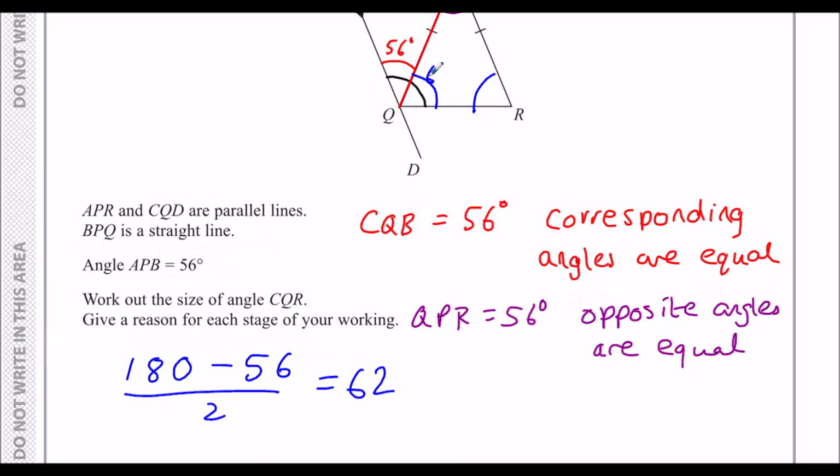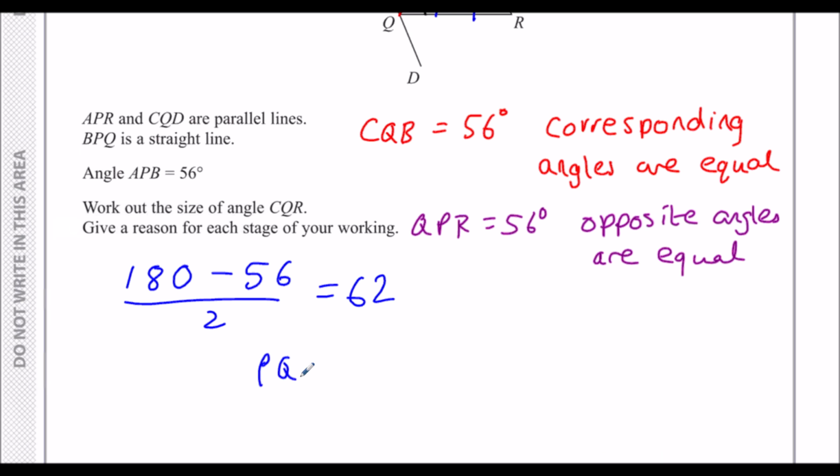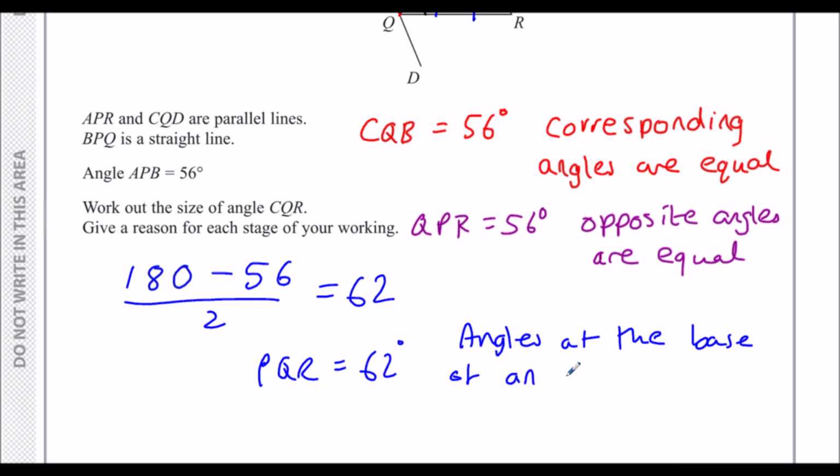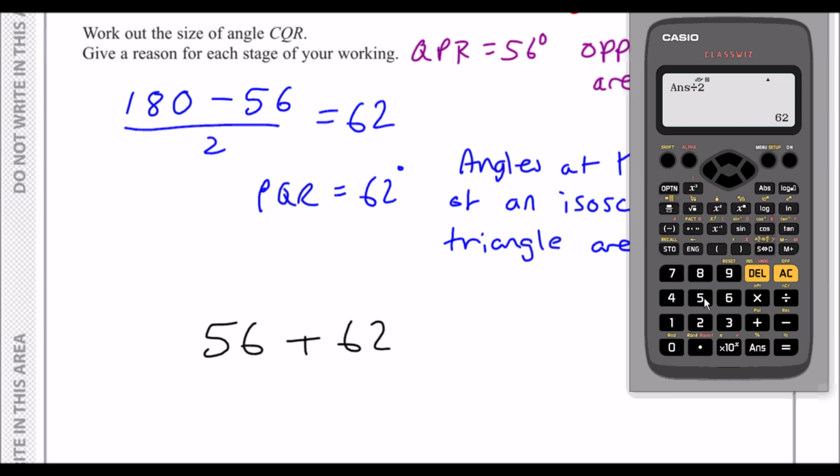So angle PQR is 62 degrees because the angles at the base of an isosceles triangle are equal. So that means we've got our angle, it's 56 plus 62. 56 and 62 make 118 degrees.